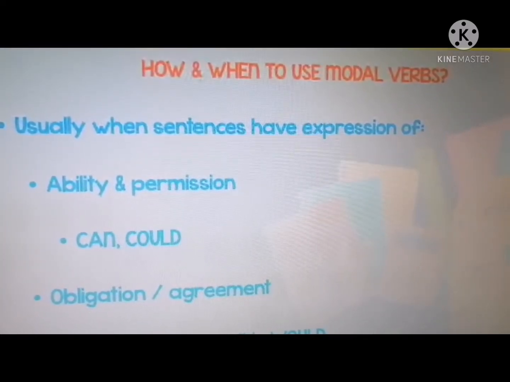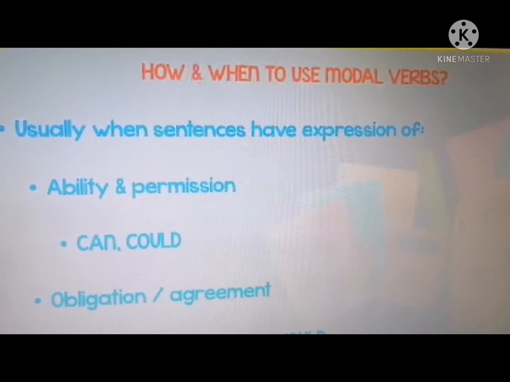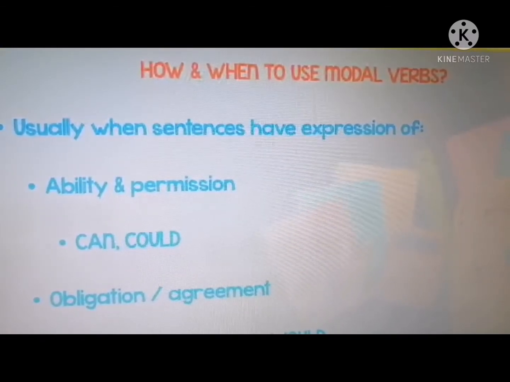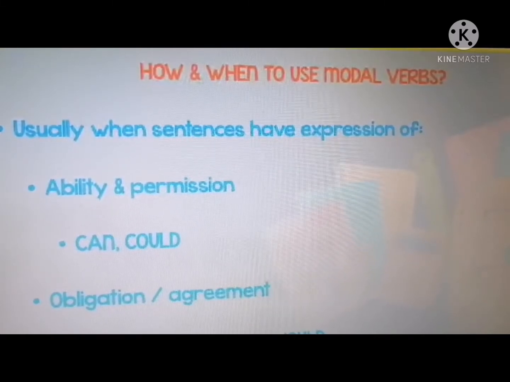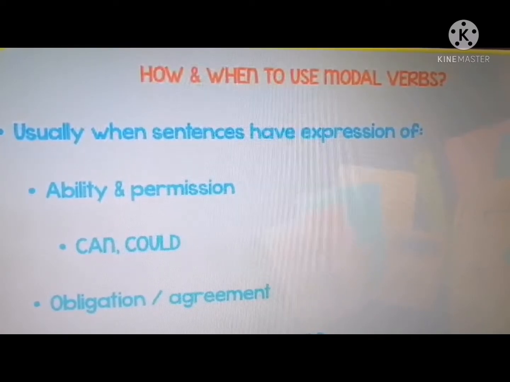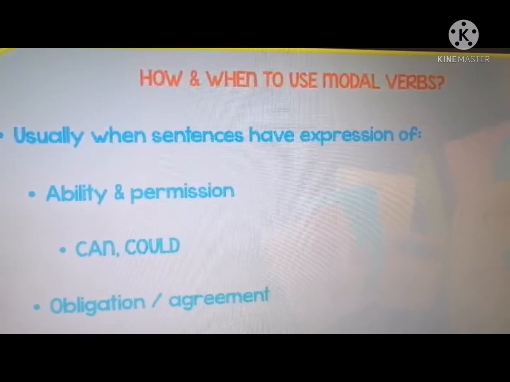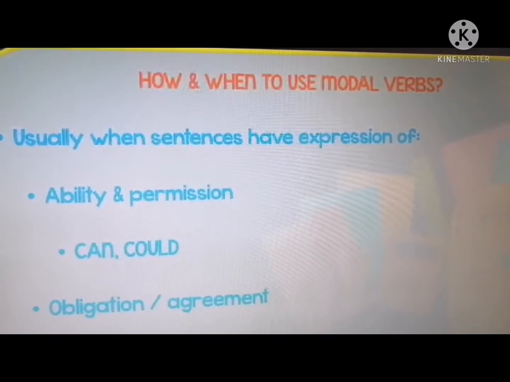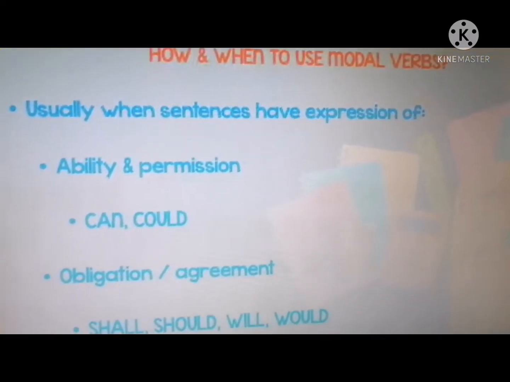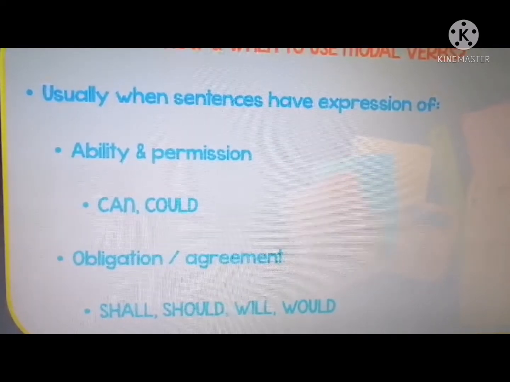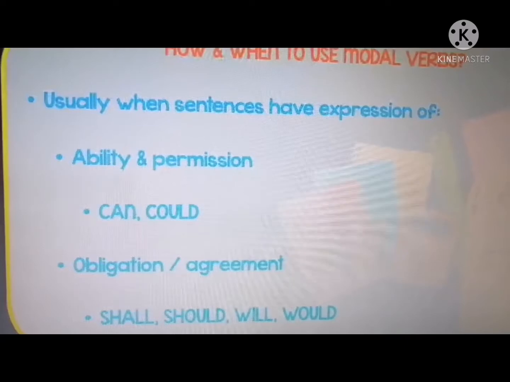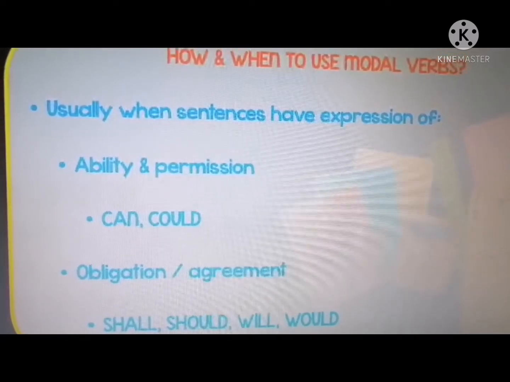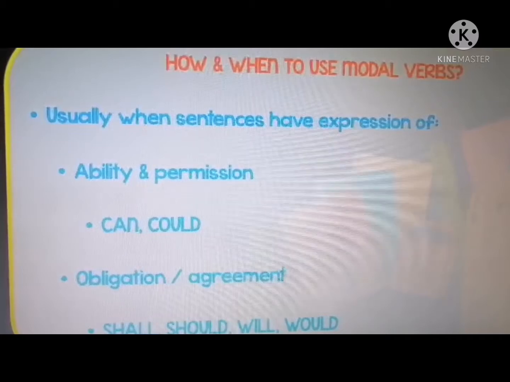So how do you use and when do you use modal verbs? Usually when a sentence has an expression of ability, permission, obligation and agreement, that is when we use a modal verb. Here are some examples of the modal verbs that we learned today: can, could, shall, should, will, and would. Okay? Shall, should, will, would. The past tense form of the modal verb.